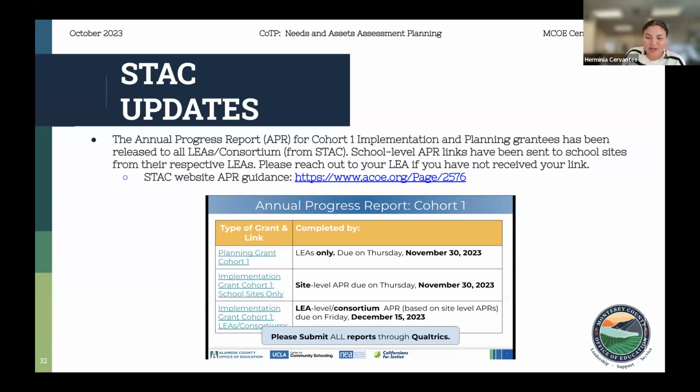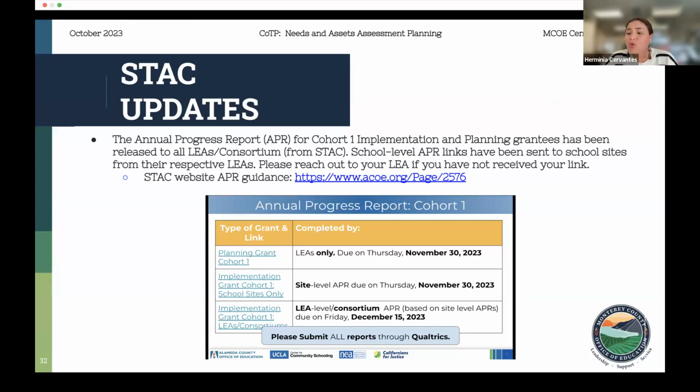There's the site level survey that's due November 30th, and then also the LEA survey that's due on December 15th. In addition to that, as with the planning grant, you will have to submit the fiscal report on November 30th. So these are the dates. If you have any questions about who received this information, it's usually the people that are listed with CDE. So if this is the first time you're hearing about it, please reach out to us, reach out to CDE, reach out to STAC to make sure that the right person is getting the right information.